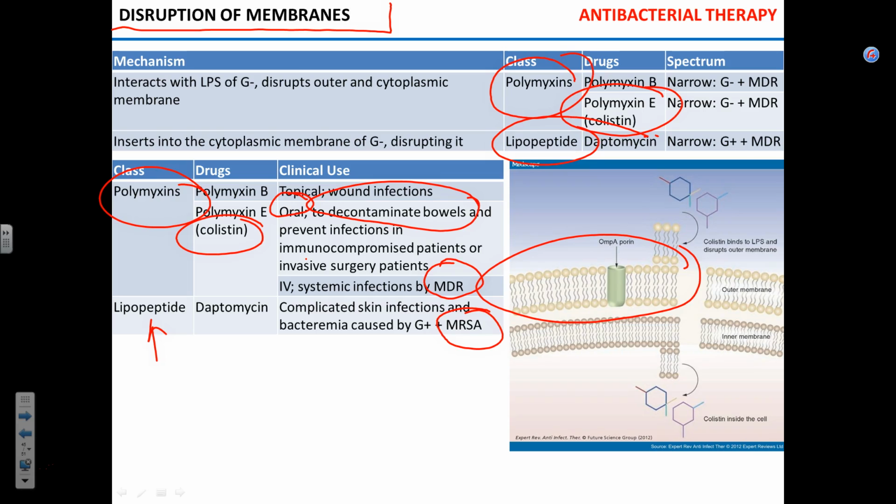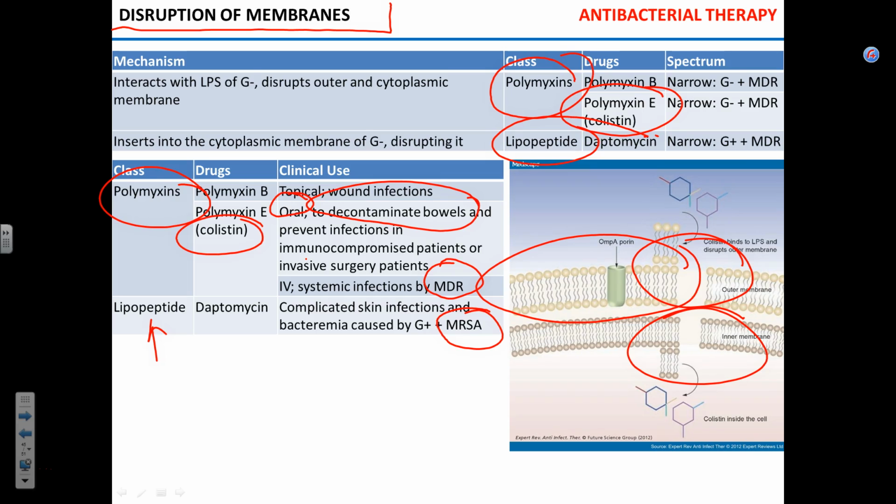Daptomycin has a fascinating mechanism. So polymyxins disrupt the membrane, right? They pretty much disrupt the outer membrane in gram-negatives, and the inner membrane, and so on and so forth. Does that make sense? The idea of disruption in the membrane.